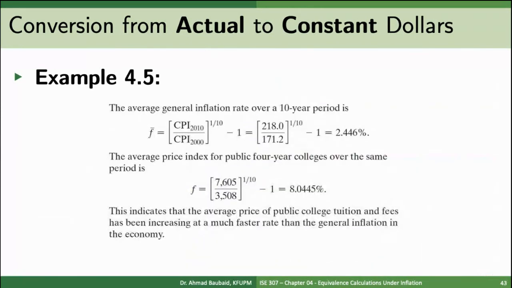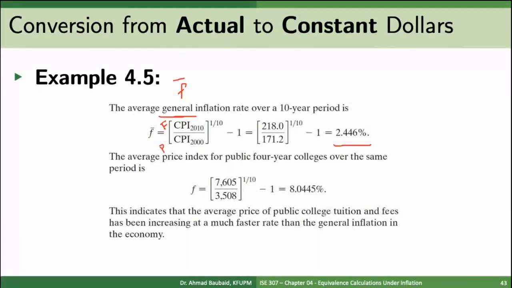The new thing in this example is actually here, which, I mean, it's not new, it's just a point that they're making. They're saying, if I compute the average general inflation rate, so this is F bar, remember, over 10 years. So I use my F, I use my P, it's over 10 years, so I divide by 10 in the exponent, and I find that the average general inflation rate, so for the whole economy, is about 2.45%, about 2.5%. I can compute a specific inflation rate for the price of college.